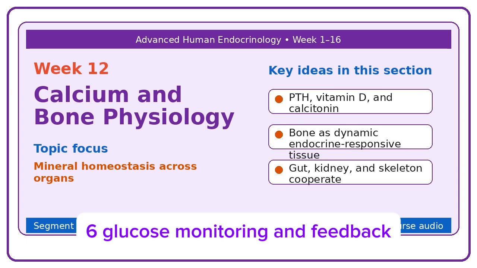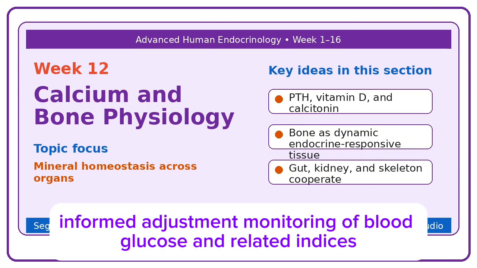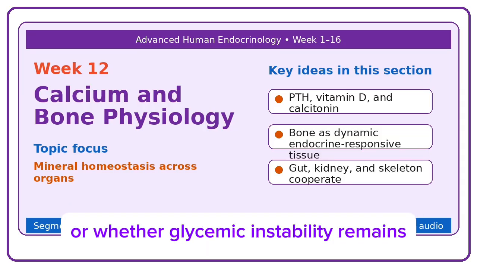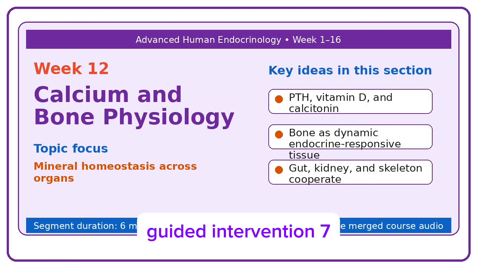6. Glucose monitoring and feedback. Diabetes management depends heavily on feedback-informed adjustment. Monitoring of blood glucose and related indices helps patients and clinicians assess whether therapy is restoring metabolic control or whether glycemic instability remains. This makes diabetes care a practical example of physiology-guided intervention.